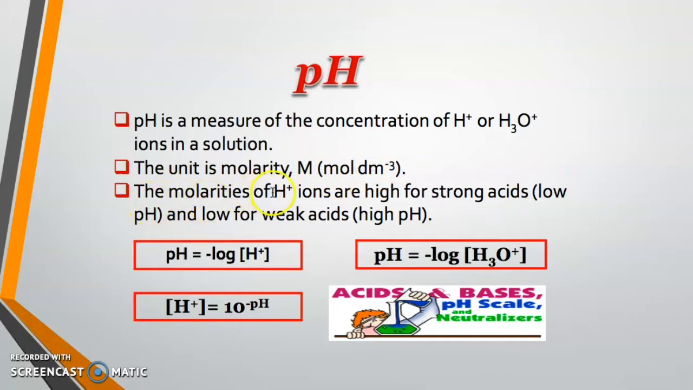The molarities of hydrogen ions are high for strong acids, low pH, and low for weak acids, high pH. So this is the formula: pH is equal to the negative log concentration of hydrogen ion. This is also the same with the hydronium ions. And the concentration of hydrogen ion is equal to antilog negative pH.